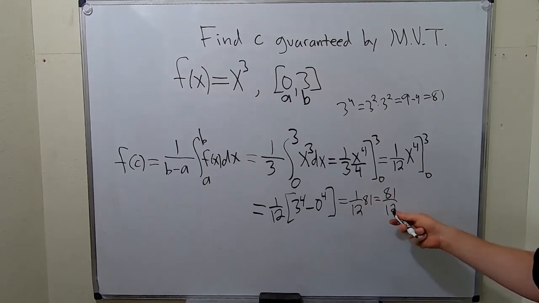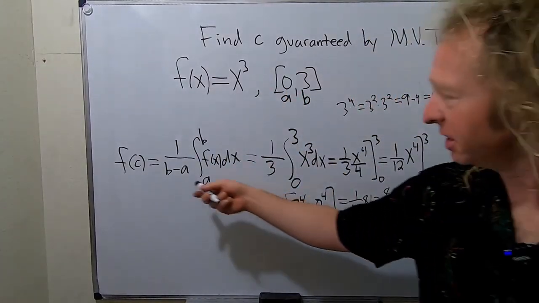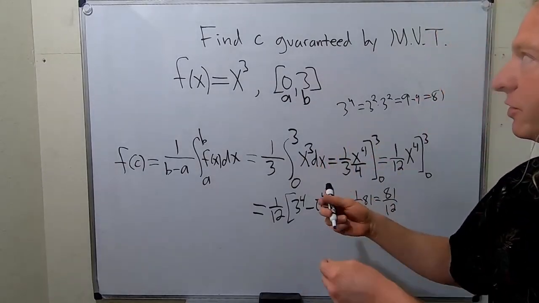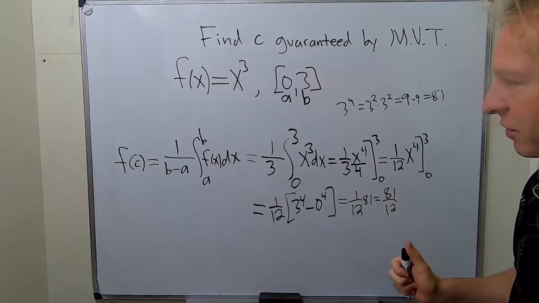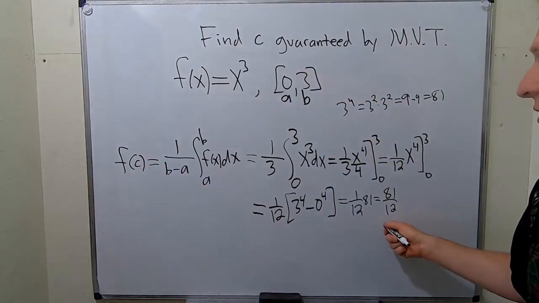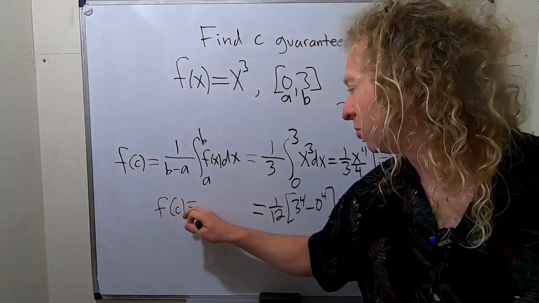So this is called the average value of the function over this interval, because this is f of c. So that's not what the question wanted. The question wanted the value of c given by the mean value theorem for integrals. But this is called the average value. So now we have to find c. So f of c is equal to this. So basically, you just take f of c and set it equal to this.